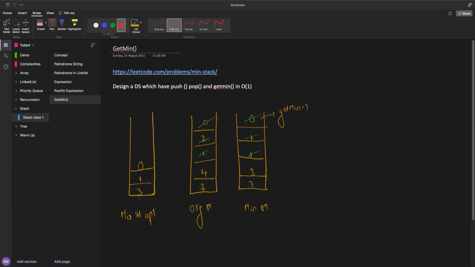For example, like this. If you pop out 0, you will check the top of the min stack and pop it out. You pop out 2, it is not the same, so you won't make any change to the min stack. You just pop out 2. When you pop out 1, you will check the top of the min stack. It is 1. You will pop that out as well. For 4, you will see that the top of the min stack is not the same, so you will just pop out 4. If you pop out 3, it will be like that.